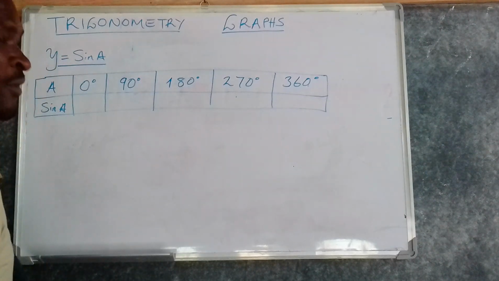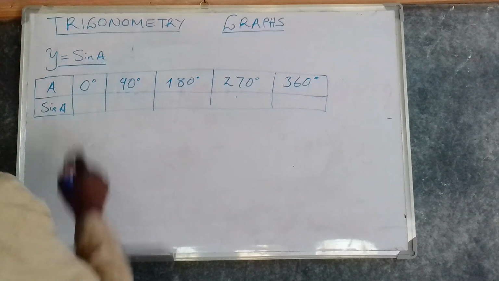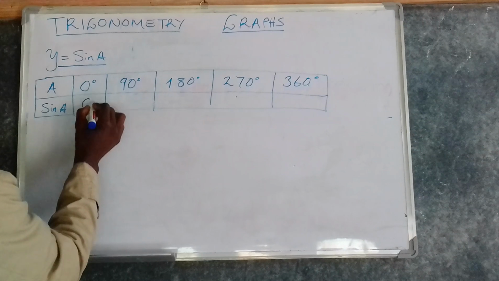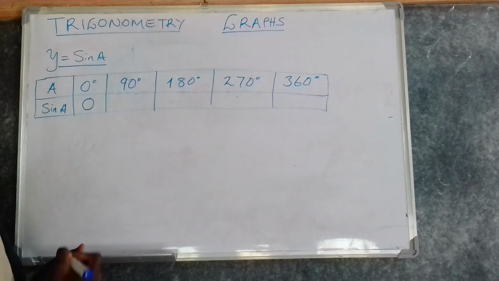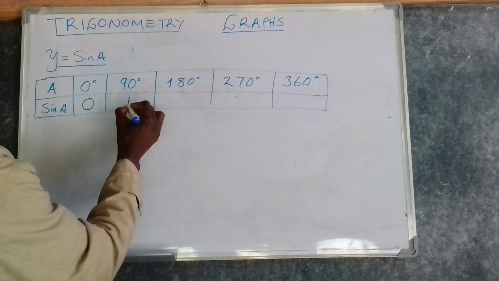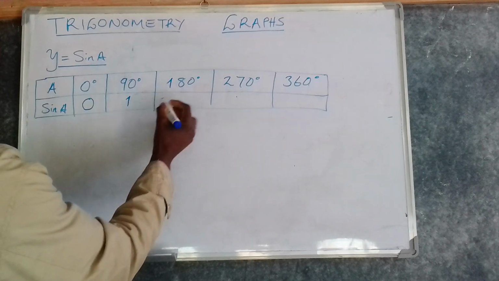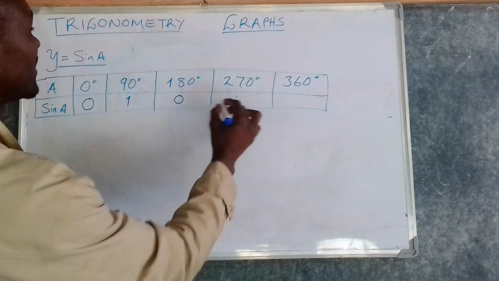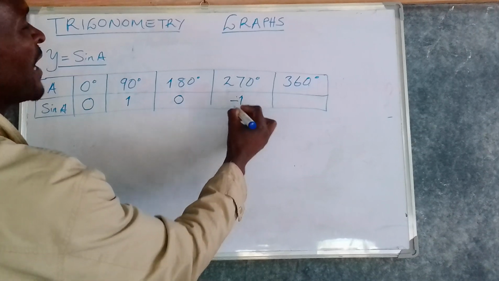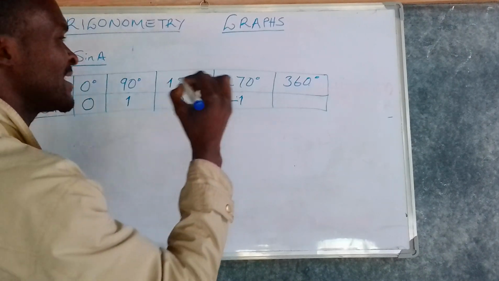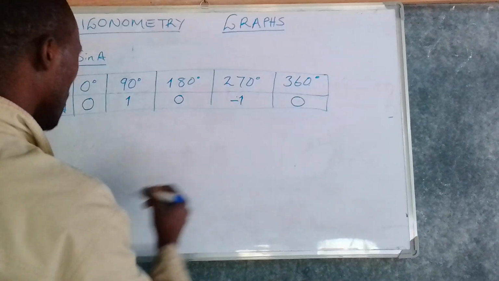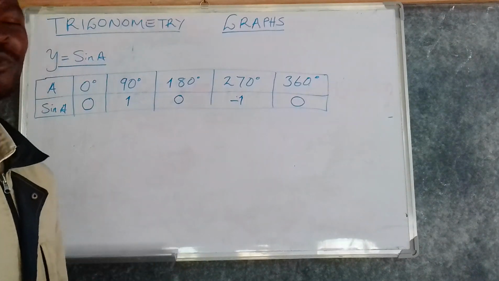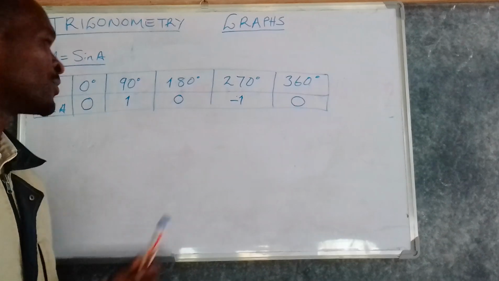So now, with your calculator, when you calculate sine 0 degrees, it will give you 0. And sine 90 is going to give you 1. Then sine 180 will give you 0. And sine 270 with your calculator will give you negative 1. And then sine of 360 degrees will give you 0. Once you do this, you are able to draw your graph. Very simple to draw your graph.